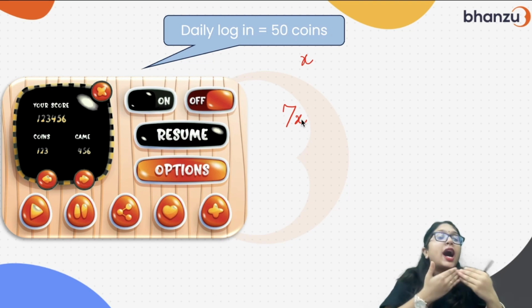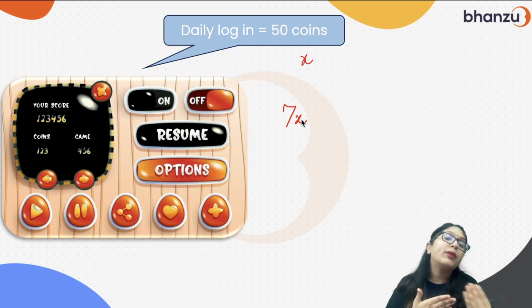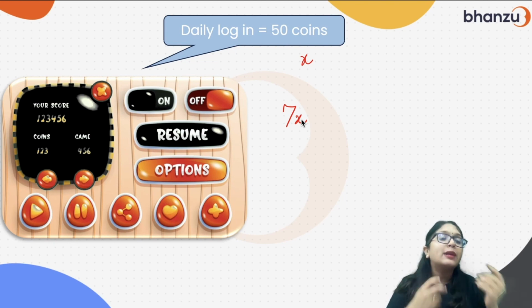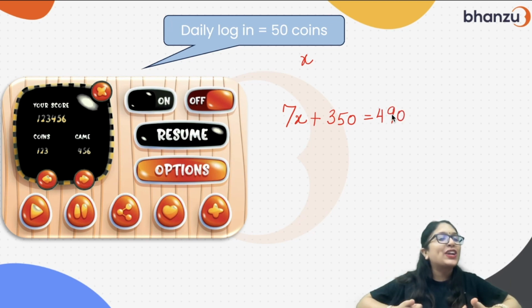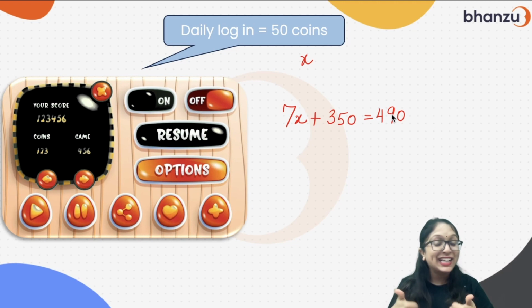Fine. And apart from that, you get points when you log in daily, right? And you have logged in for how many days? 7 days. And daily, how many do you get? 50 coins. So in total, how many coins will you have? 50 times 7, which is 350 login points only. And the total number of points, do you remember? The total number of points are 490. So what did we make over here? We made a linear equation in one variable.